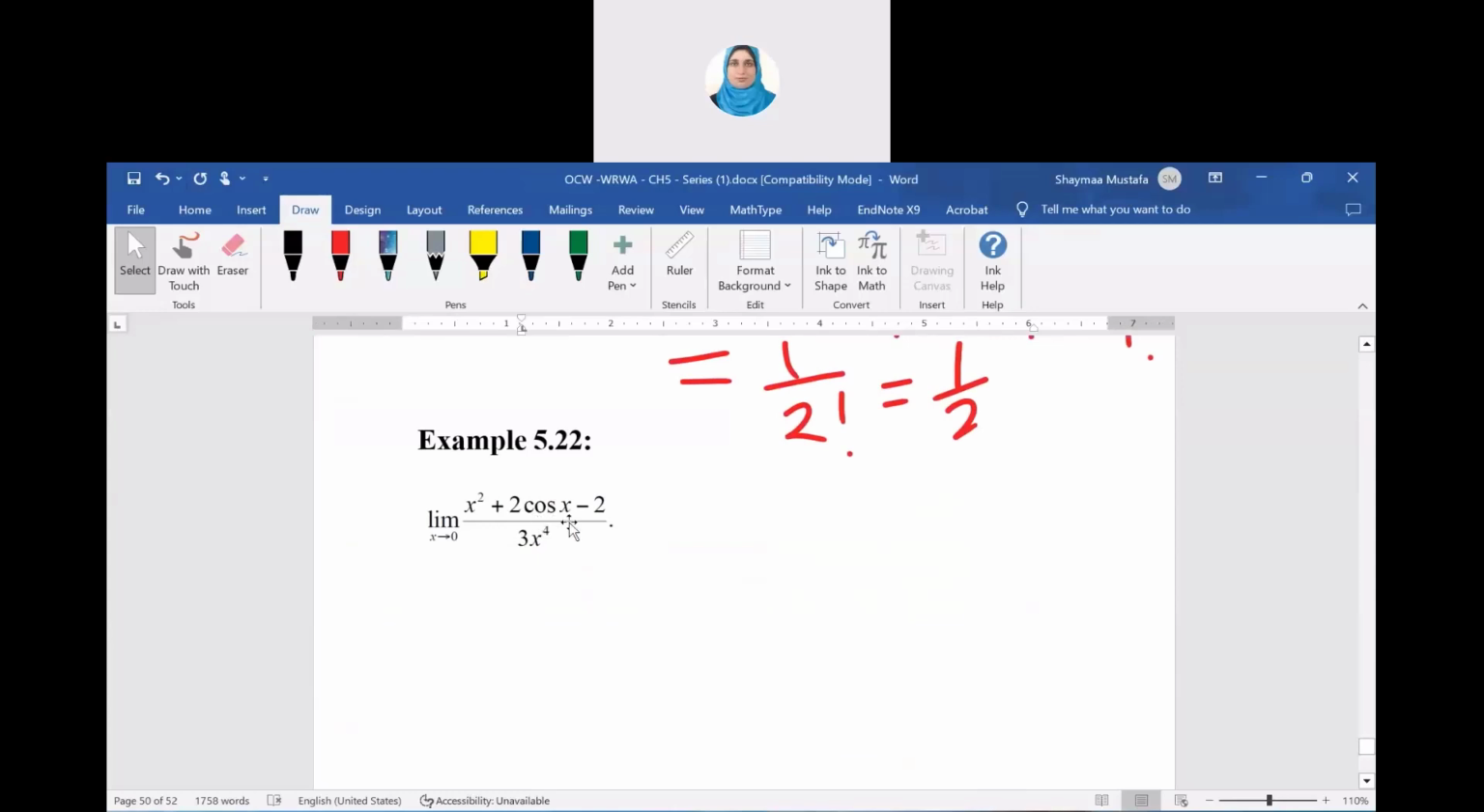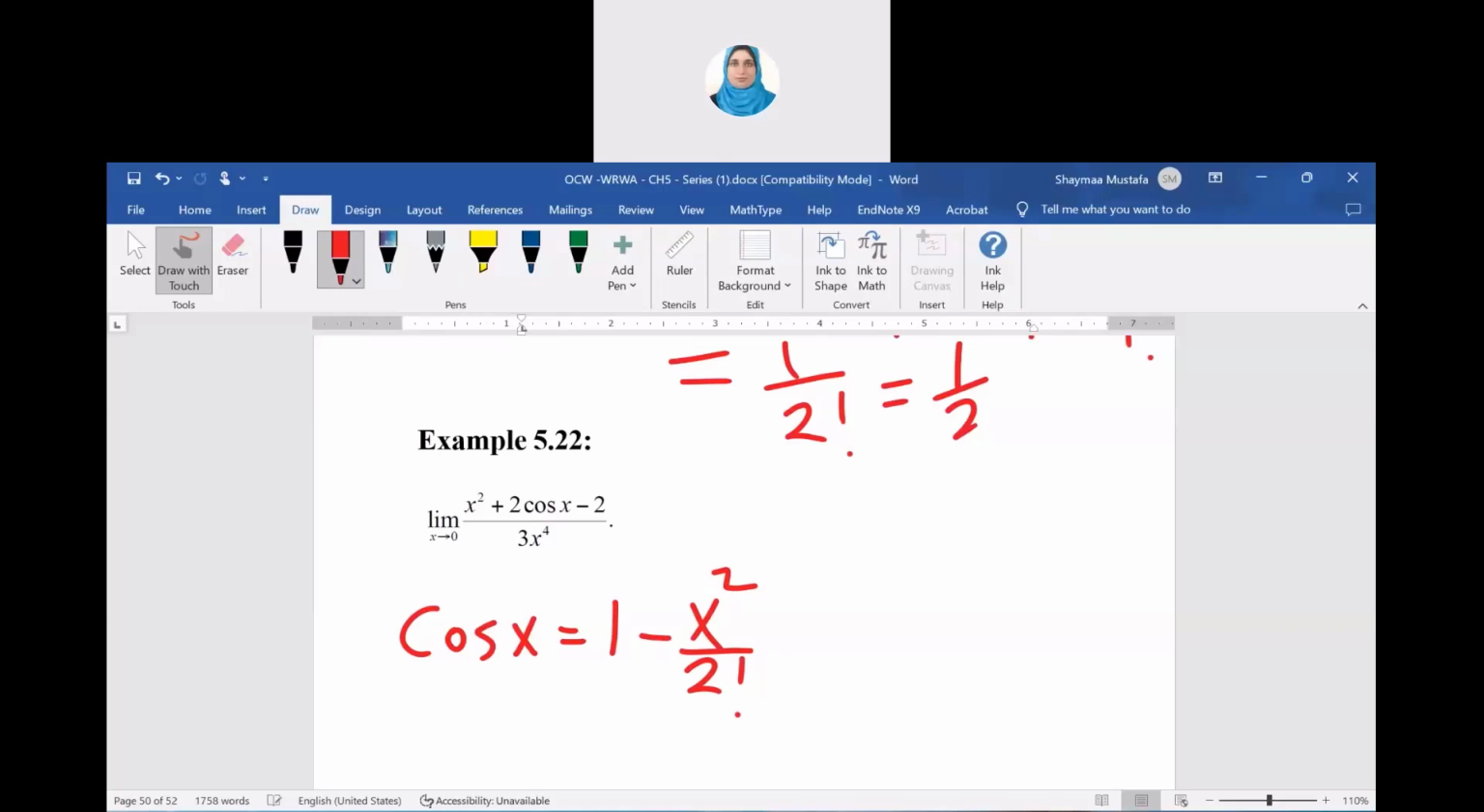x squared plus 2 cos x minus 2 over 3x to the power 4. I will start from the Maclaurin series of cos x. Maclaurin series of cos x is equal to 1 minus x squared over 2 factorial plus x to the power 4 over 4 factorial.